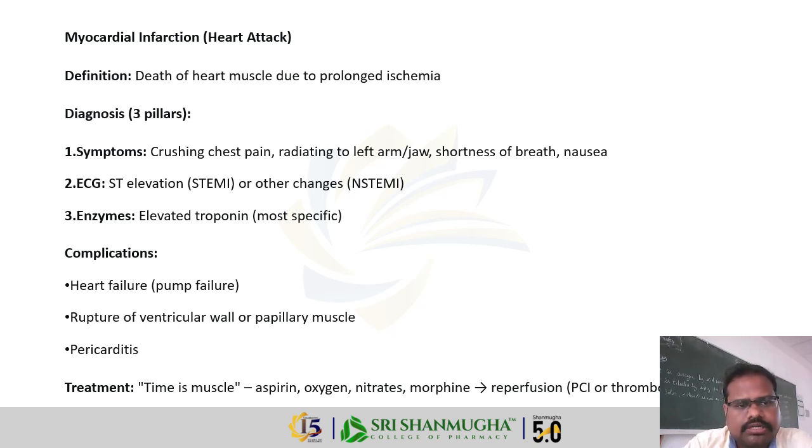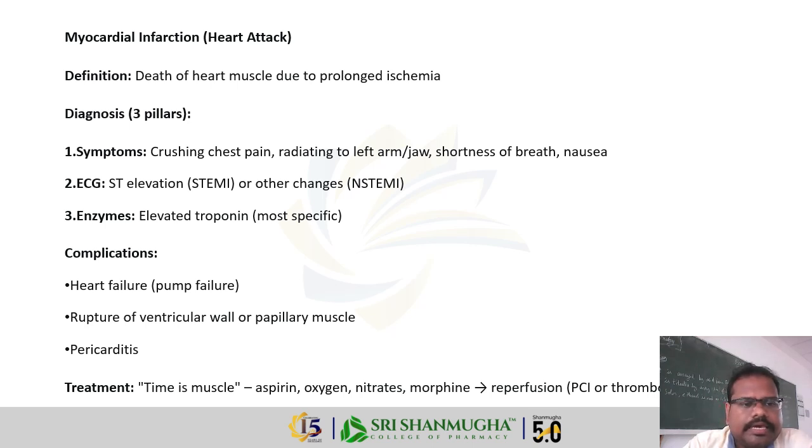So how can we diagnose it? One is symptoms, that is crushing chest pain. We see crushing chest pain radiating to the left arm and jaw, with shortness of breath and nausea. So the chest pain will spread to the left arm also. If the left arm is painful, we may suspect myocardial infarction. The second is easily seen in the ECG, in the PQRST waves, where the ST segment is elevated. So ST elevation and other changes, as you can see.